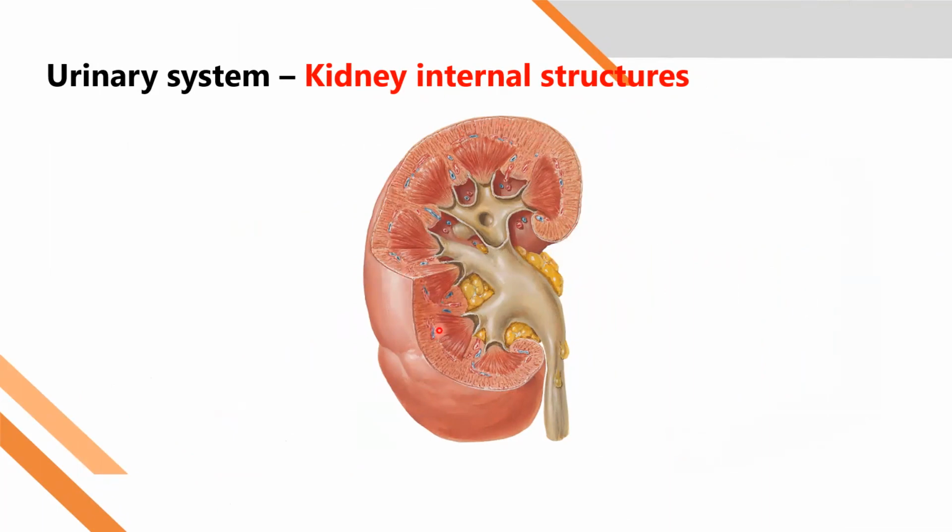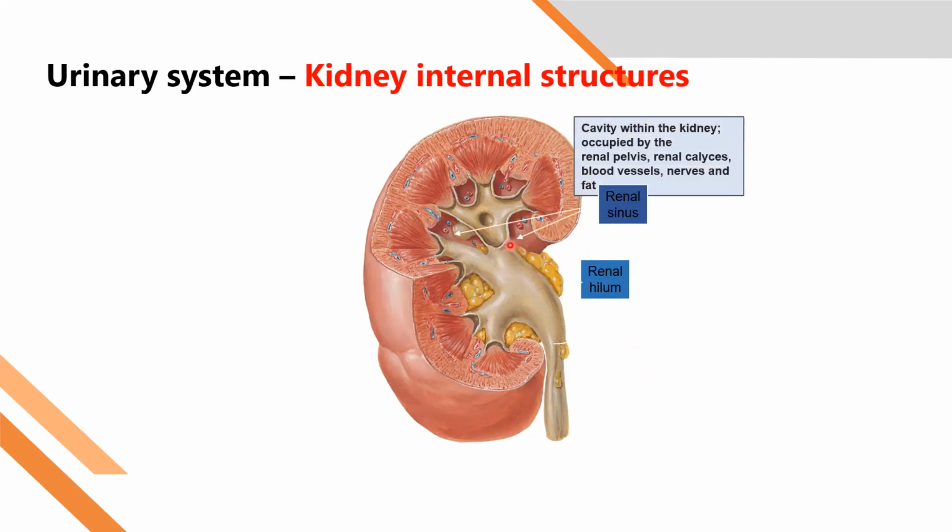Let's open up this kidney. This is the renal hilum, as all of you know, where the structures come in and go out of the kidney. And then this is the renal sinus. Renal sinus means cavity, the cavity within the kidney. It's occupied by the renal pelvis, the renal calyces, blood vessels, nerves, and fat. Actually, most of it is occupied by fat and other tissue.